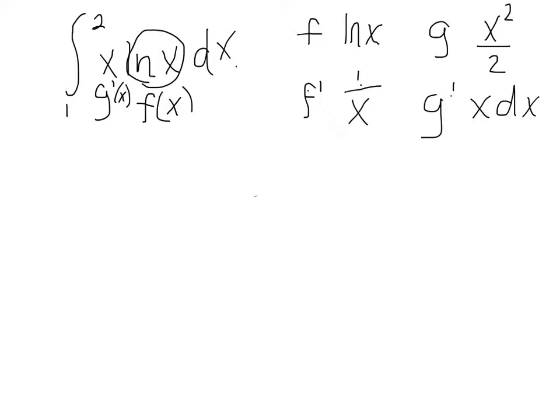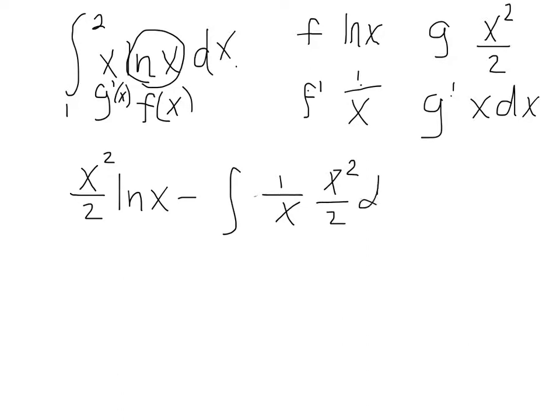So now we're going to use our integration by parts formula. So we're going to do f times g, and I'm going to write it with g in front, so it's x squared over 2 times natural log of x minus the integral of g times f prime, or f prime times g. So we're going to have 1 over x times x squared over 2 dx.